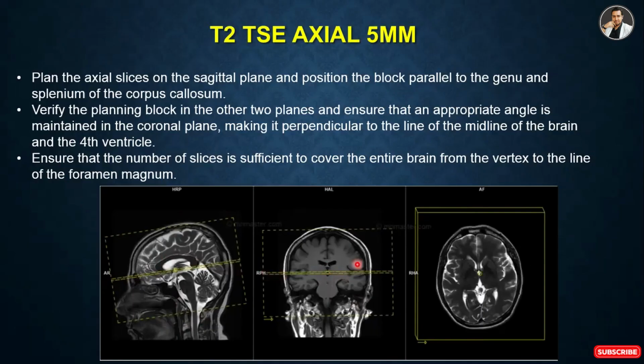In coronal, we can see that the slices are parallel to the midline of the brain. The 2 sides of the midline are covered by the same anatomy. We are going to angle the slices.